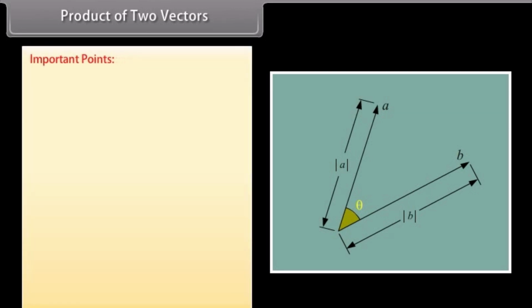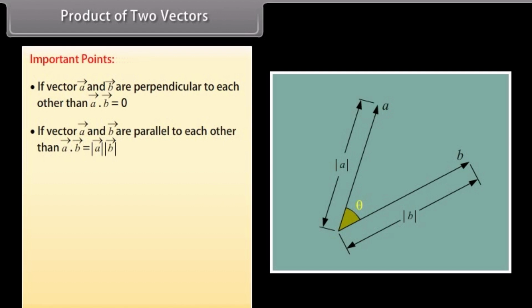Important points. If vectors A and B are perpendicular to each other, then the dot product of vectors A and B is 0. If vectors A and B are parallel to each other, then the dot product of vectors A and B is the magnitude of vector A into the magnitude of vector B.